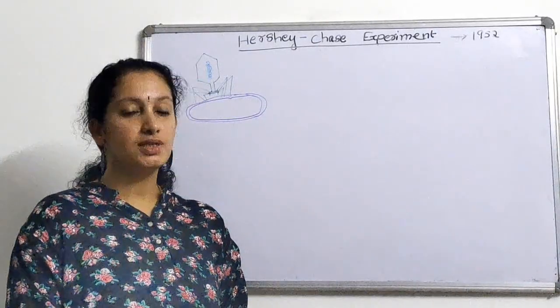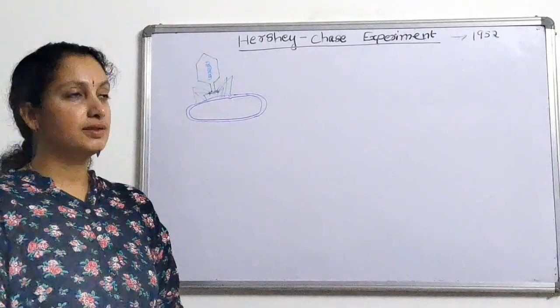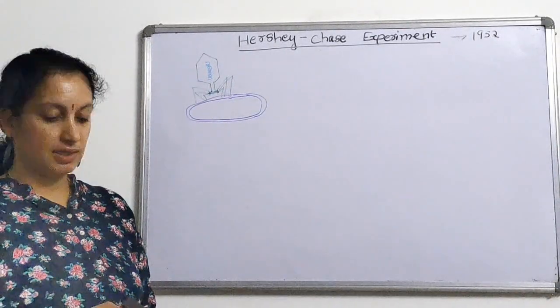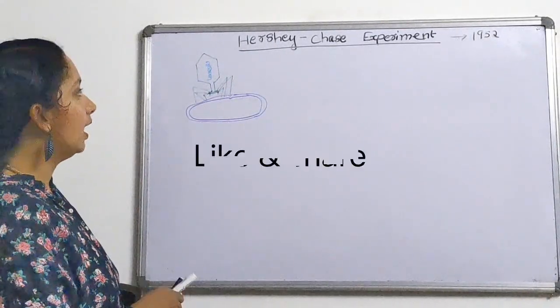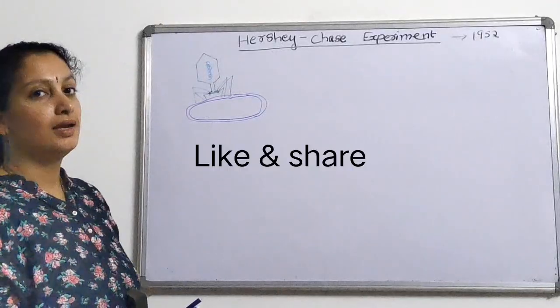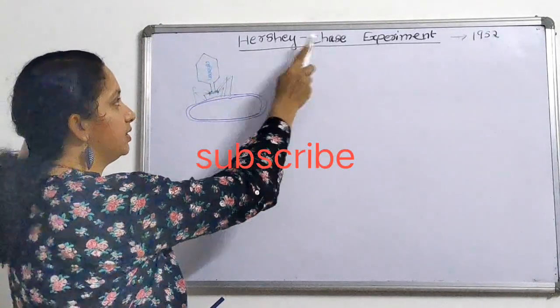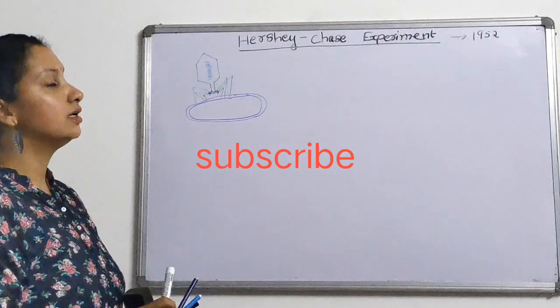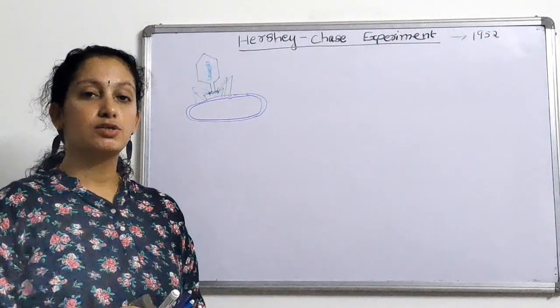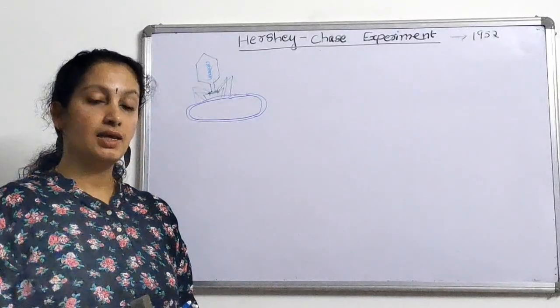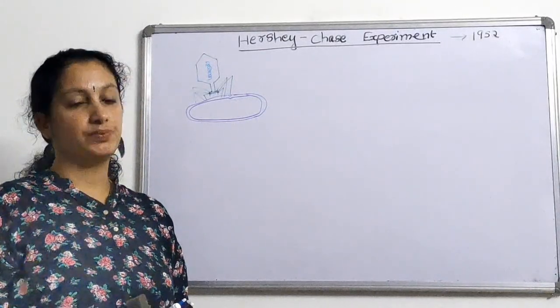Today we are going to see about the experiment conducted by two scientists, Alfred Hershey and Martha Chase. The two scientists contributed to genetics to prove DNA is the genetic material undoubtedly.